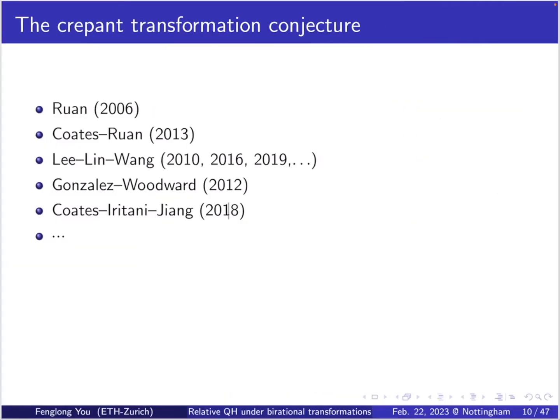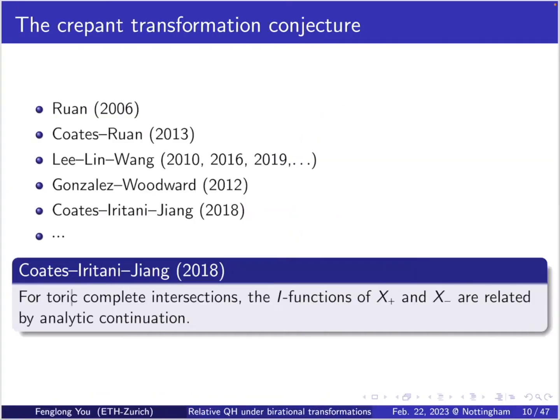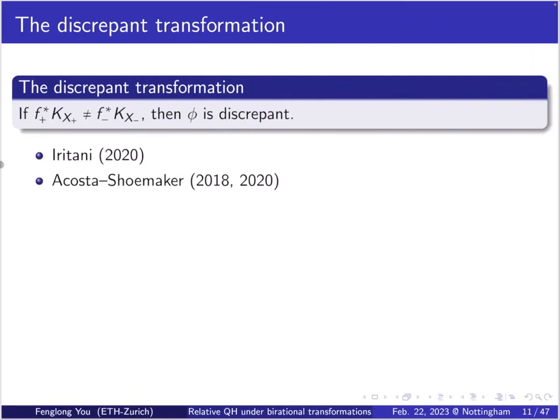There has been a lot of work on this conjecture, like the conjecture by Ruan, and then some work by Coates, Ruan, and Li, Lee, Wang. They have a lot of papers on this. The one paper that I'd like to talk about briefly is the paper by Coates, Iritani, and Jiang. They prove this conjecture for toric complete intersections using the I-functions. For toric complete intersections, they have I-functions, and they prove that these I-functions are exactly related by an analytic continuation. So that was the crepant transformation conjecture.